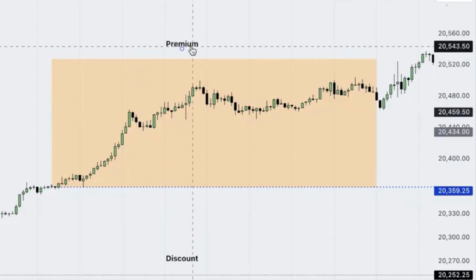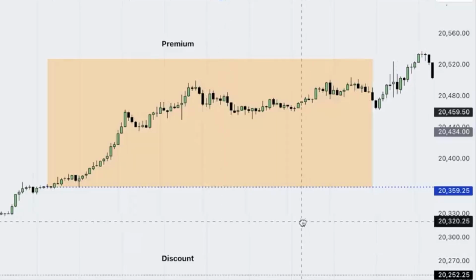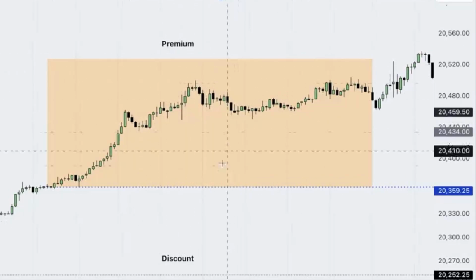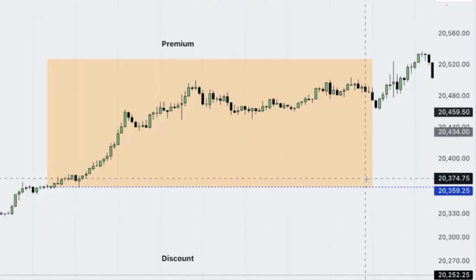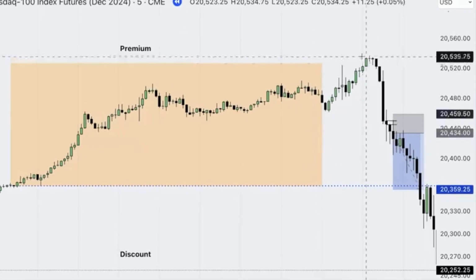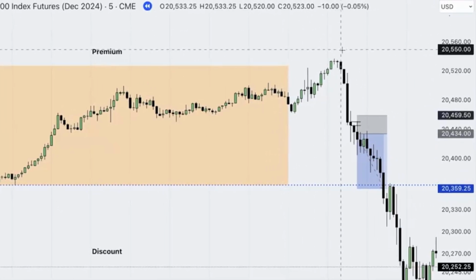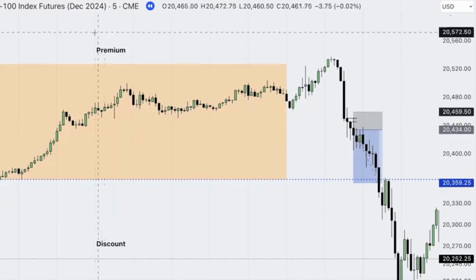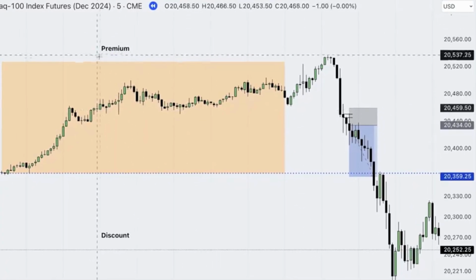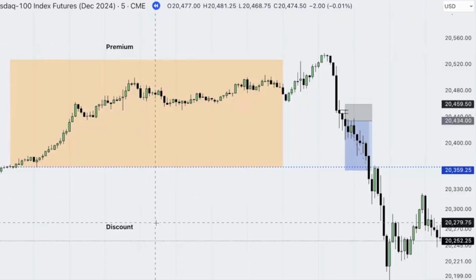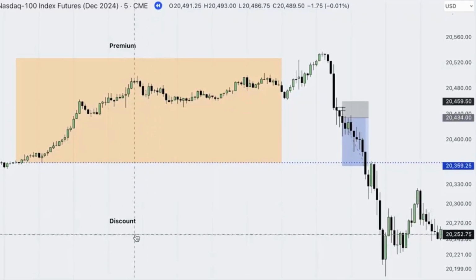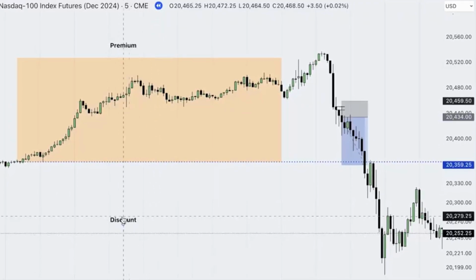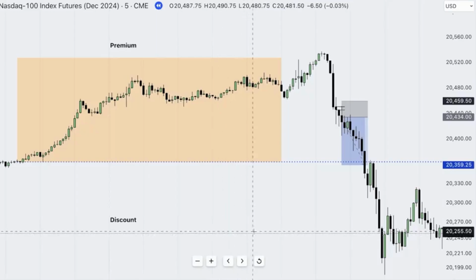And I have marked out premium and discount here. Now, this is really important when utilizing midnight price. The rule of thumb that you want to go by is in the New York session, if we are trading above midnight open price, then we are in a premium of the daily profile. Same goes if we are trading below midnight, then we are in a discount of the daily profile.